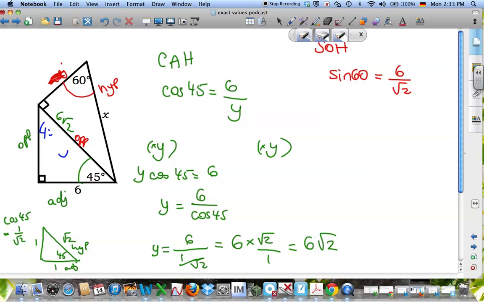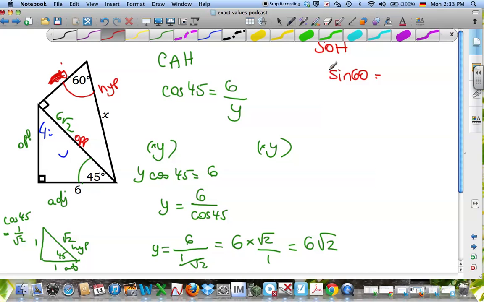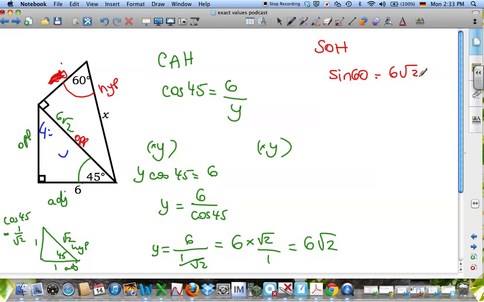Let's rewind. Let's get that right. So back to the red pen. 6 root 2 over x. I'm just going to draw a line here so it doesn't get all confusing.